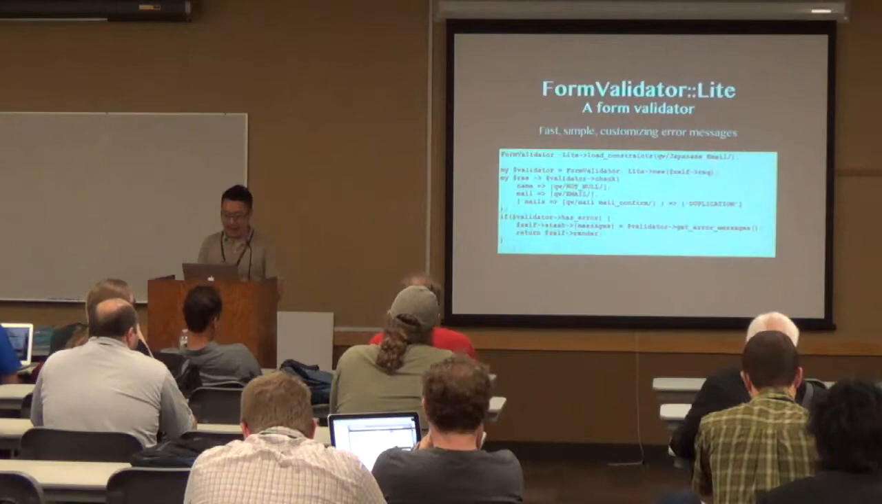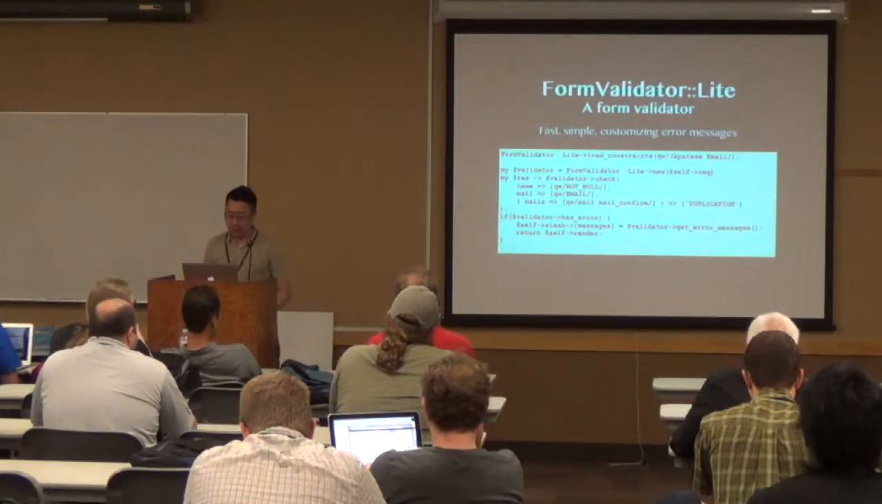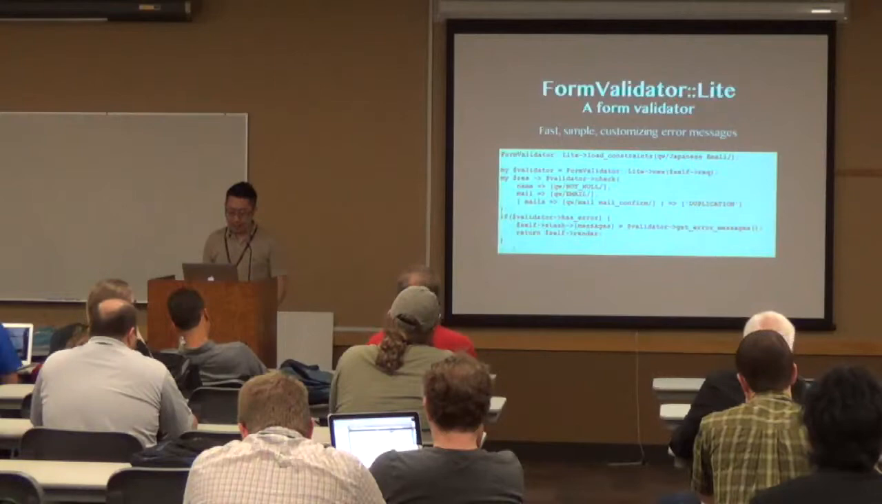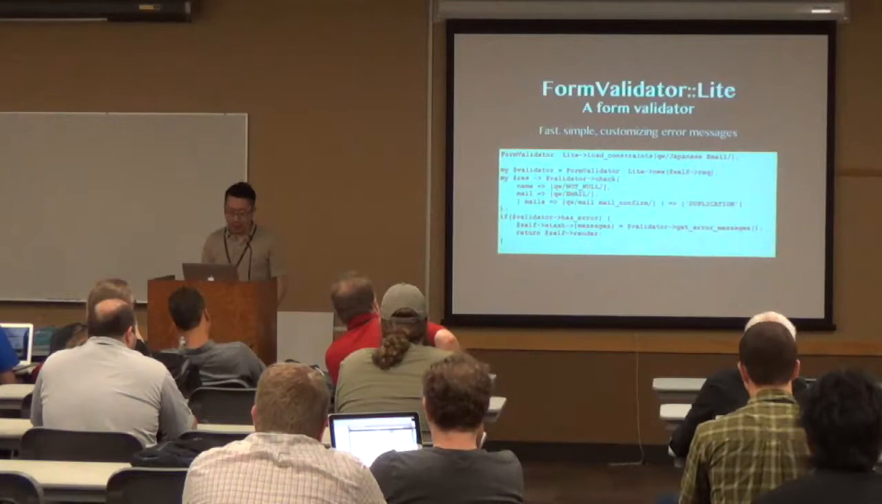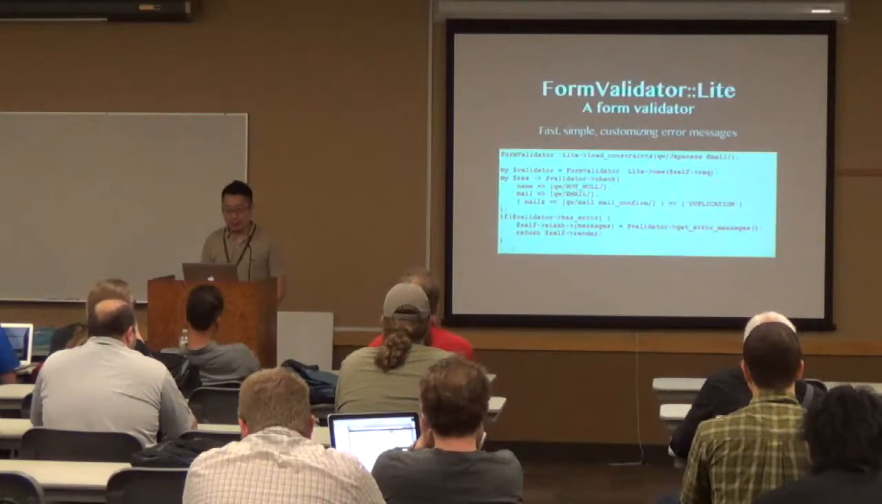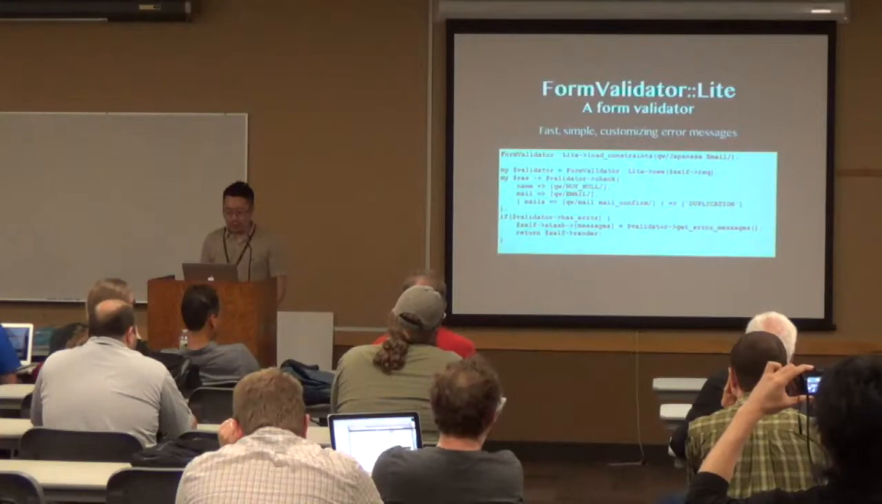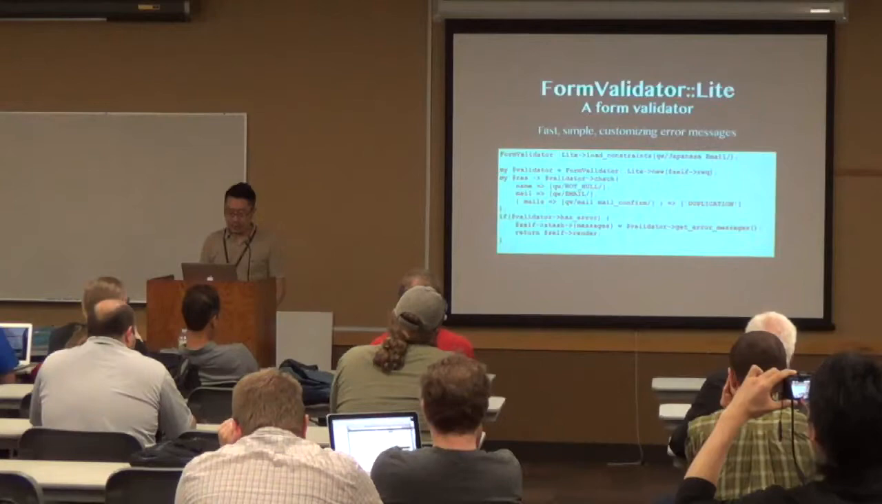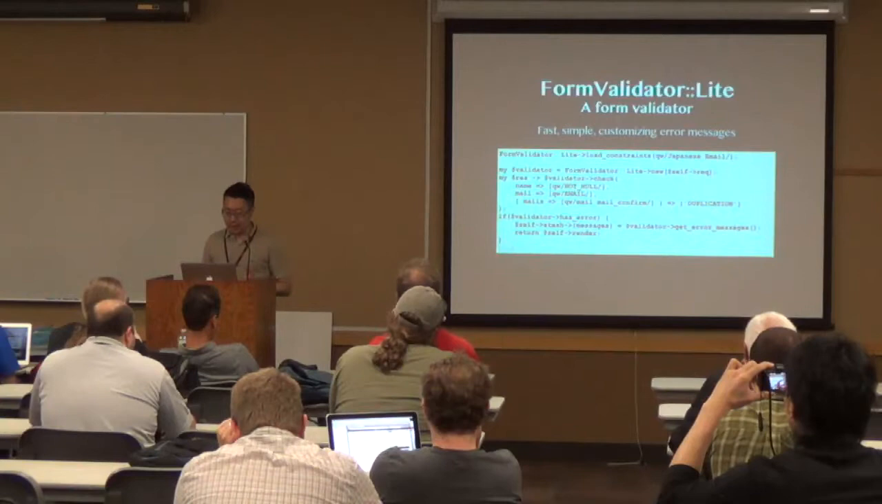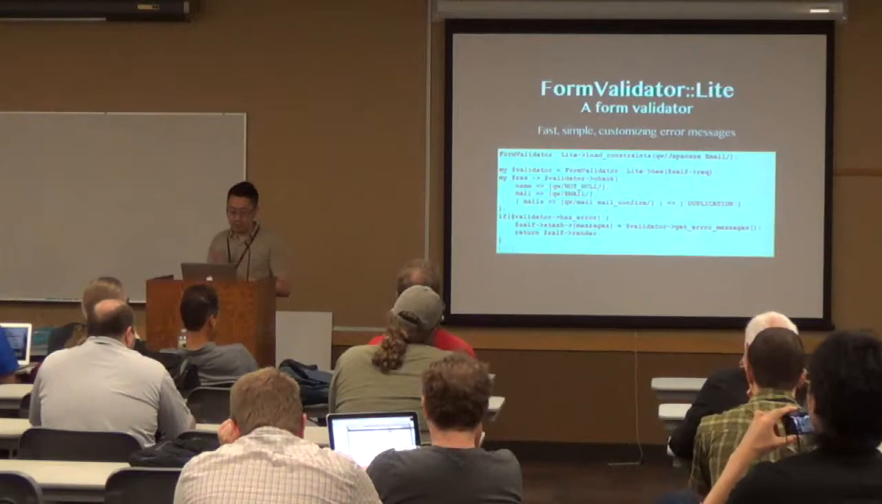Next, FormValidator::Lite. It's a form validator, but it's fast and simple, and you can customize error messages. If the name parameter is required, write NOT_NULL, and the mail parameter must be mail formatted, like an email. And mail and mail_confirm parameters must be the same, like in an application. Then the validator checks the rule. If it has an error, we can get the error message, and in a Mojolicious controller, the message is put into the stash and shows the error message.